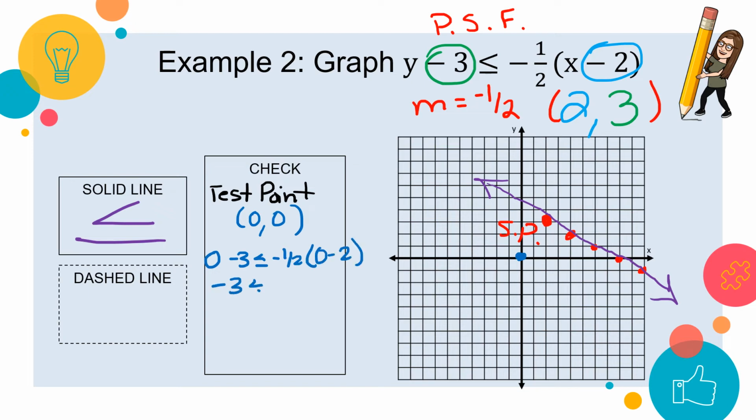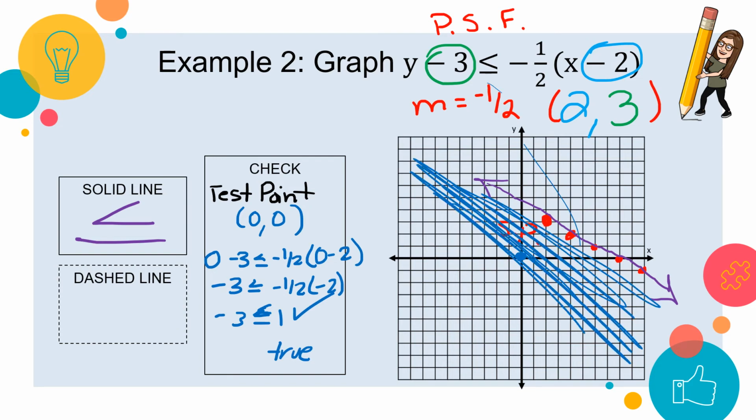So the left side would be negative 3. The right side goes to negative 2, negative times negative is positive. Half of 2 is positive 1. Is negative 3 less than or equal to 1? Yes, that's true. That's good. That means 0, 0 is good.